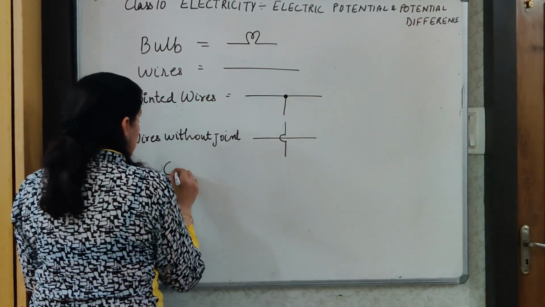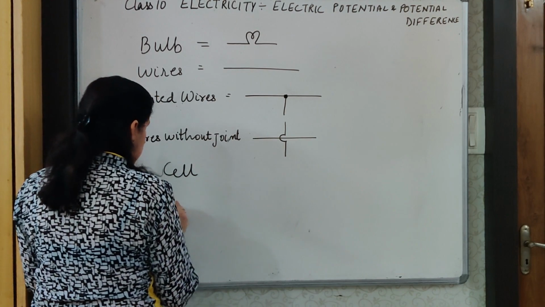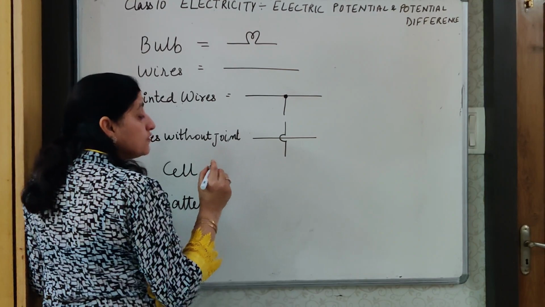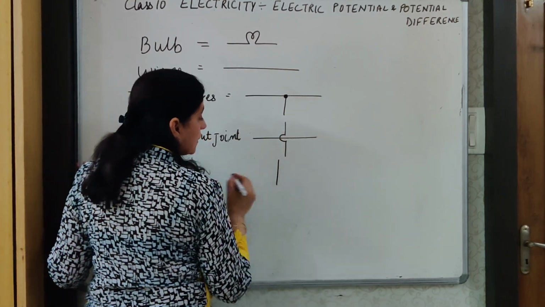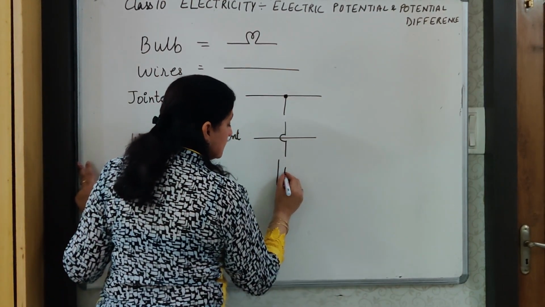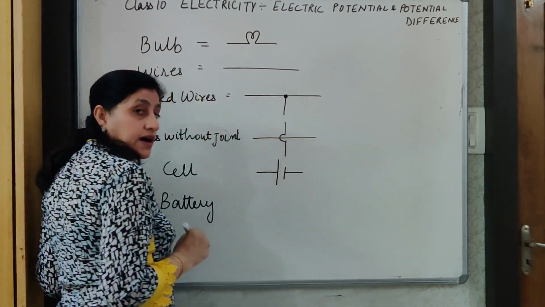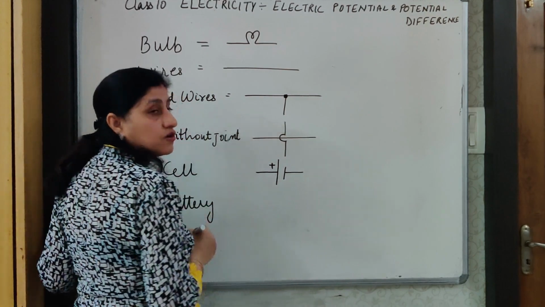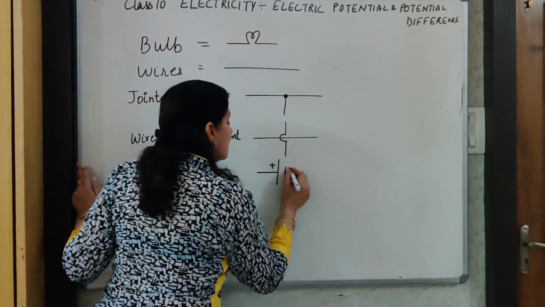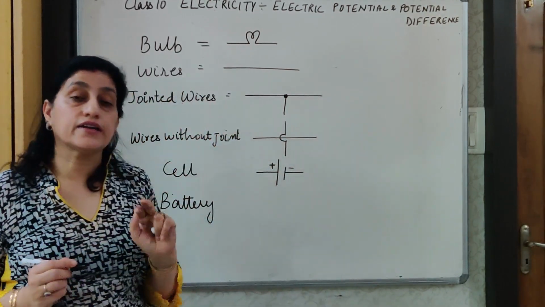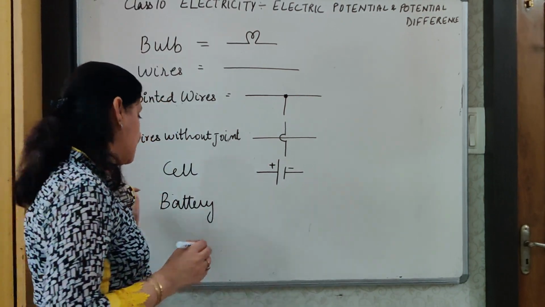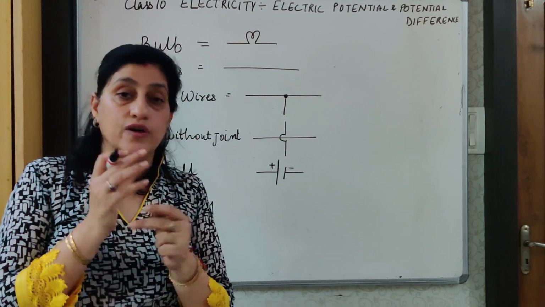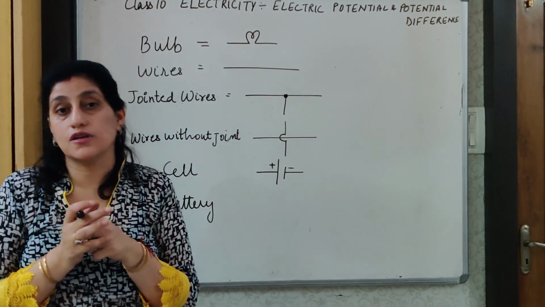Then we have the symbol of a cell, and we'll take up the symbol of the battery. The symbol of a cell is represented by a longer line and a shorter line connected to the wires. The longer line represents the positive terminal of the cell and the shorter line represents the negative terminal of the cell. What is a battery? A battery is a collection of cells. When we use more than one cell, it is called a battery.